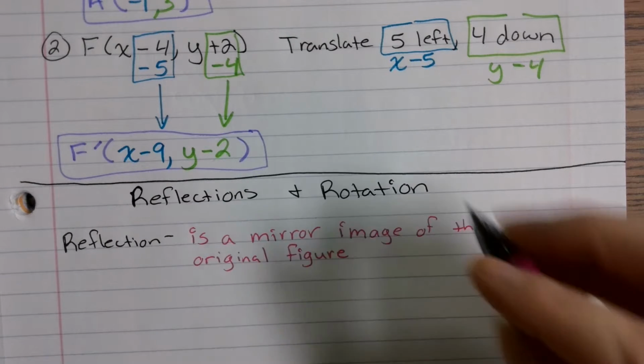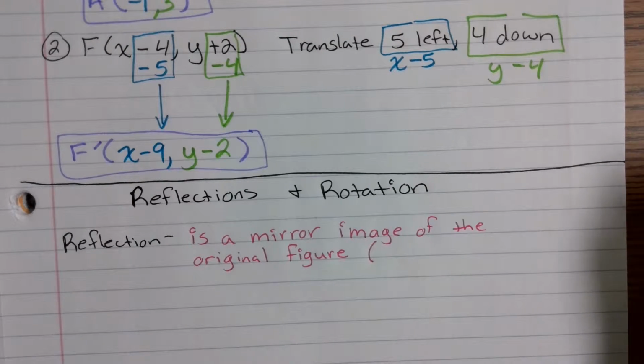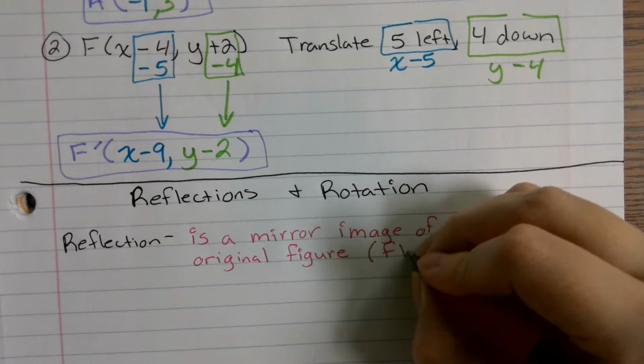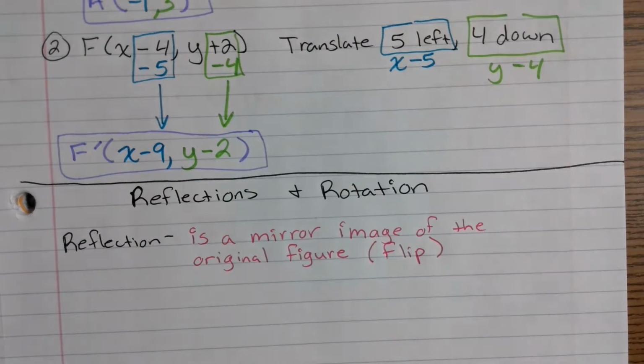With a reflection, what do you think the slang term is for that? You're looking at the image and it's kind of backwards, right? So what is it doing? Flipping. So we call it a flipped image or a flip. So that's a slang term. Slide is your translation. Flip is going to be your reflection.